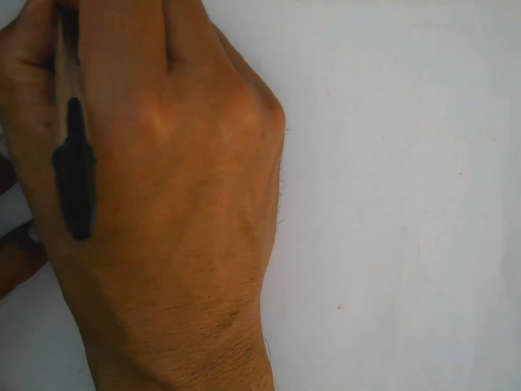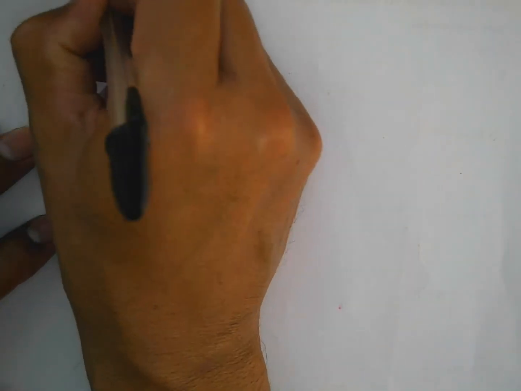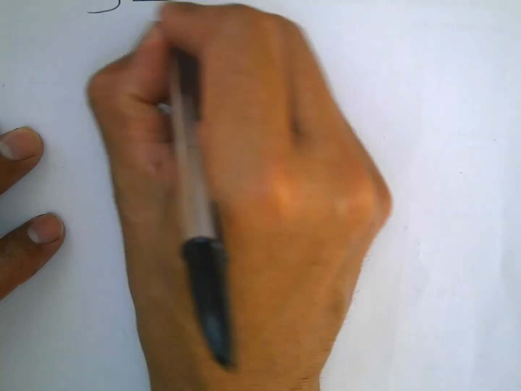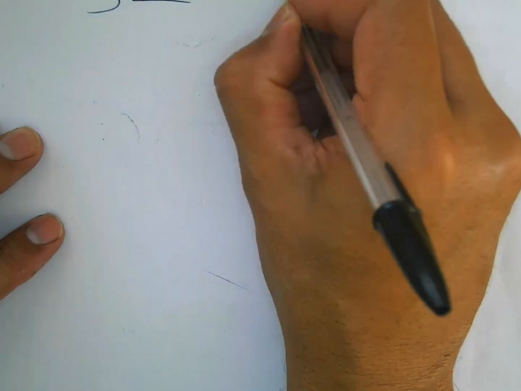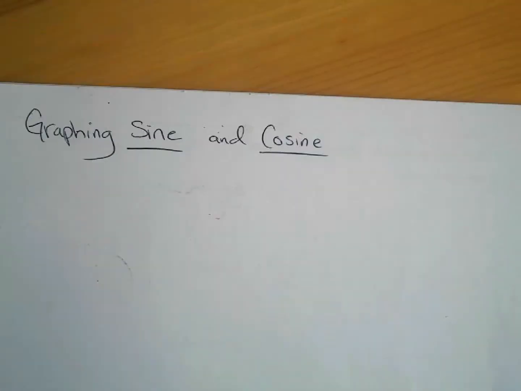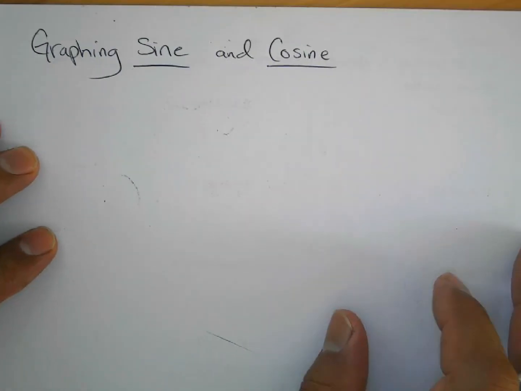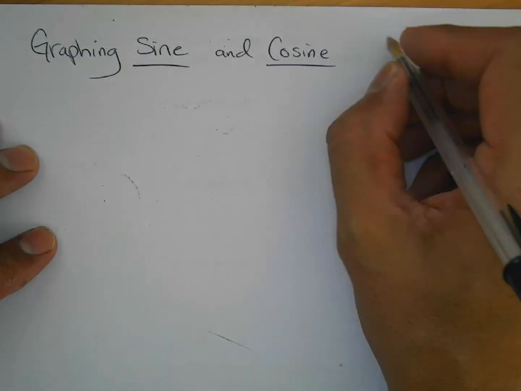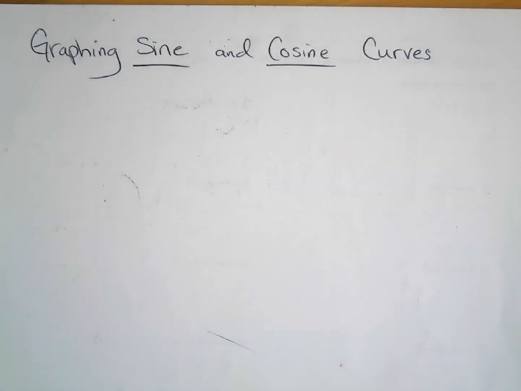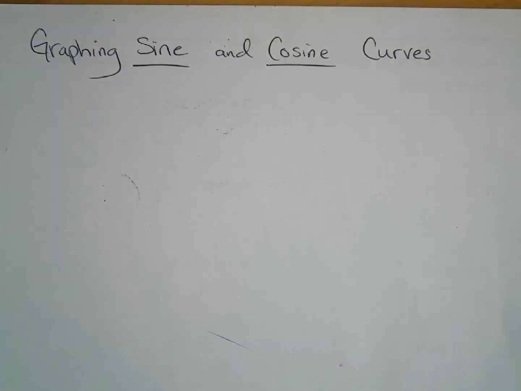So graphing sine and cosine. They call them functions. We're going to just call them these curves, right? These graphs here. These functions. Graphing sine and cosine curves.